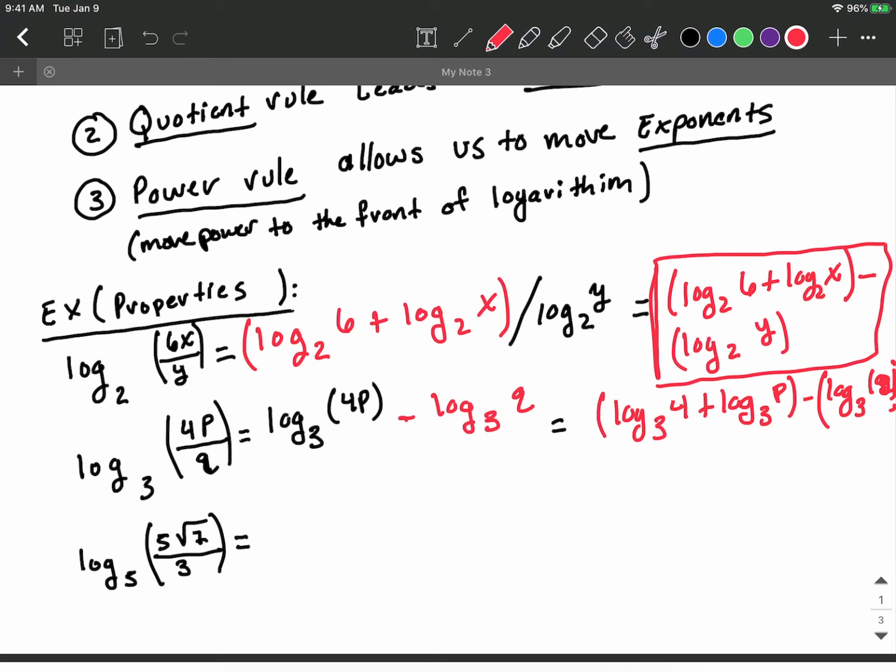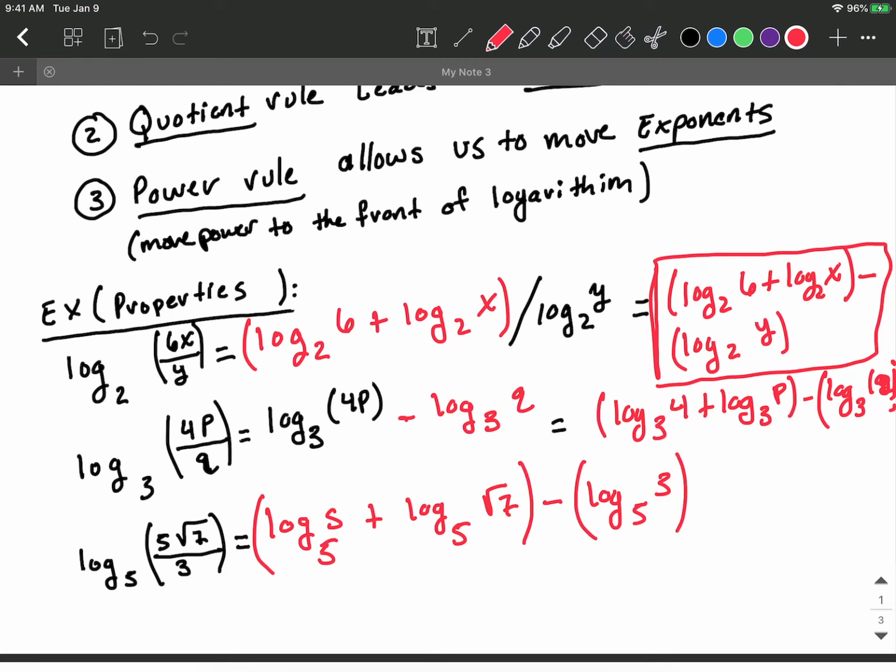And you're going to see here I'm going to apply properties of power. On the other previous ones I didn't need it, and I'm going to talk about that for a little bit. I'm going to jump straight into it. I noticed that the 5 is multiplying by the square root of 7, and that it's dividing by 3. So I can say log base 5 of 5 plus log base 5 of the square root of 7 minus log base 5 of 3. And then there's my parentheses.